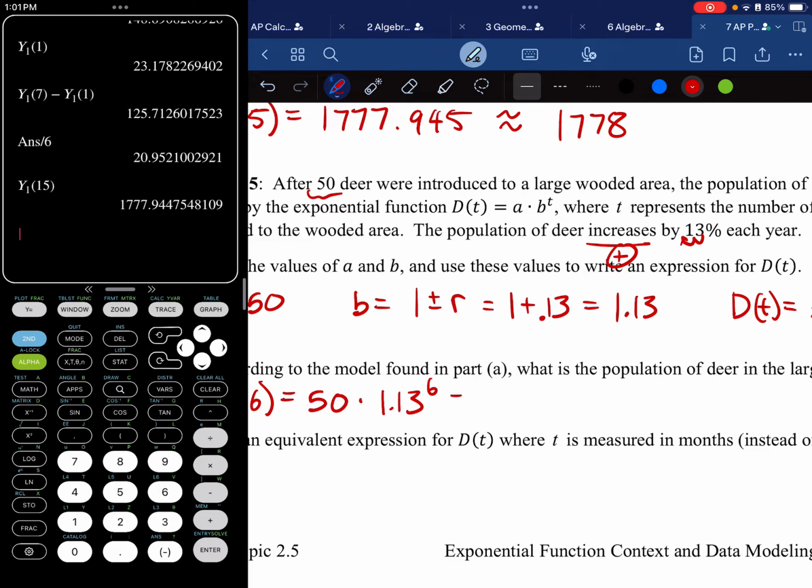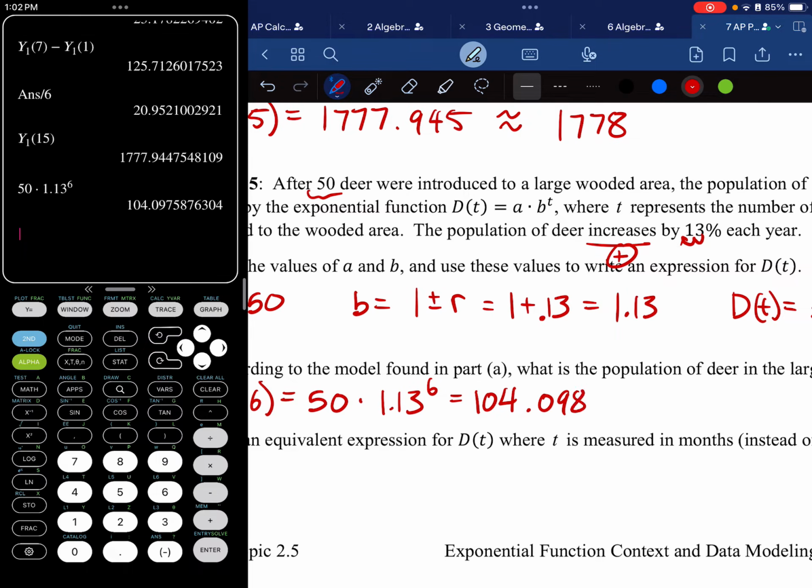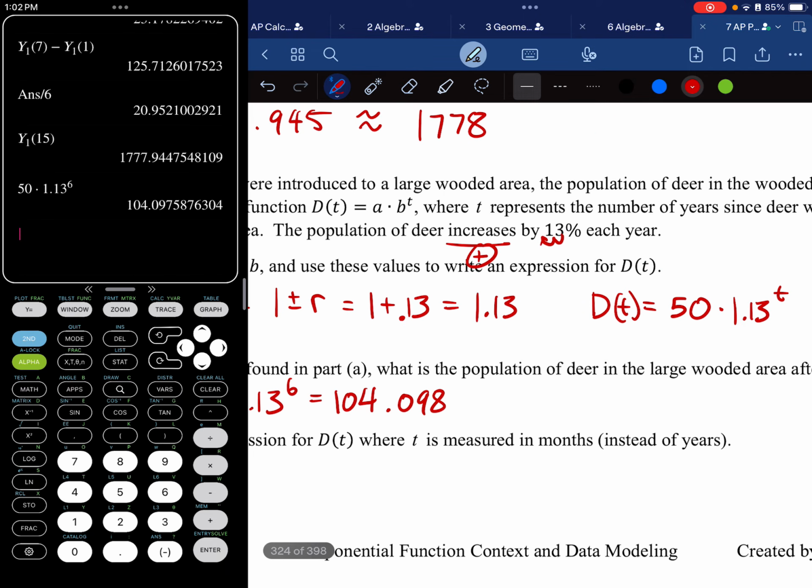And I just need to type that into the calculator. So this is going to be 50 times 1.13 to the power of 6. The power key is our little caret above the division key, and then we type in 6 and hit enter. What do we get? We have about 104.098. Because with deer you can't have 0.098 of a deer, we'll round that to the nearest whole number and say that is approximately 104 deer.